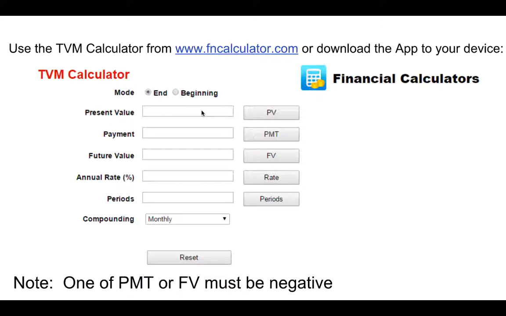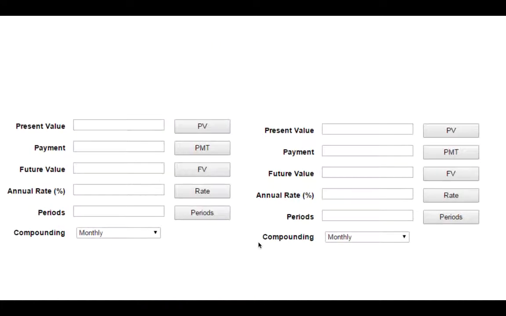Again, the present value, payment, or future value, one of those has to be negative because there is direction of payments happening, and so one of those will have to be negative. The annual rate, we actually don't divide at all. Just take the rate that's given in the question, the rate per year. You don't even divide by 100. The periods, you do have to figure out how many periods it is.